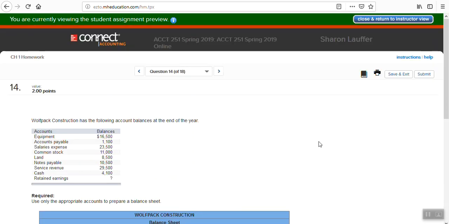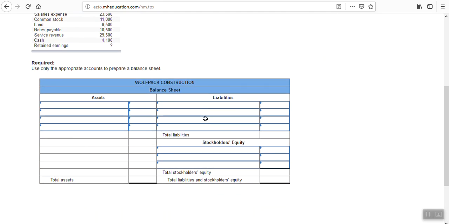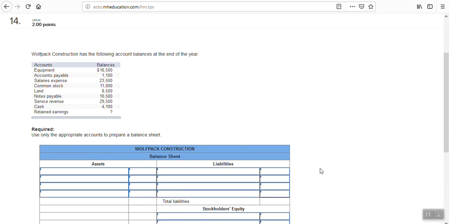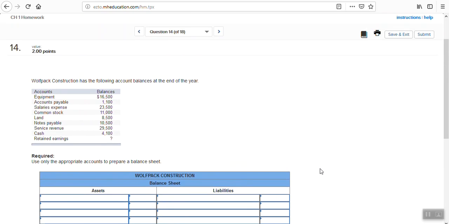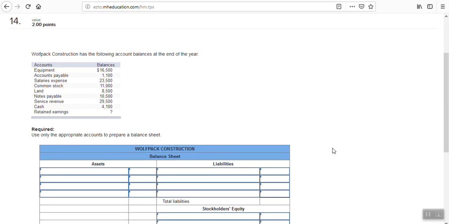When you get to the problems, usually there'll be some instructions at the top, and you'll see some kind of worksheet you need to fill in the blanks. So let's work through this one so you can see how this works. This says Wolfpack Construction has the following account balances at the end of the year. We've got accounts, we've got balances, we've got one question mark here, we don't know about that, and it says to prepare a balance sheet.